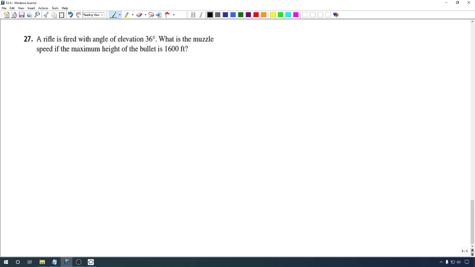Let's take these formulas that we just derived and use them to solve a problem. So here we have a rifle being shot, so that our projectile here is an actual bullet. We have an angle of elevation of 36 degrees. We do not know what the initial velocity is. In fact, the muzzle speed that they're asking for here is the initial speed. We want to know what is the initial speed if we can figure out some other information about the way the projectile moves. So it's asking us if the maximum height of the bullet is 1,600 feet, how fast did it come out of the gun?